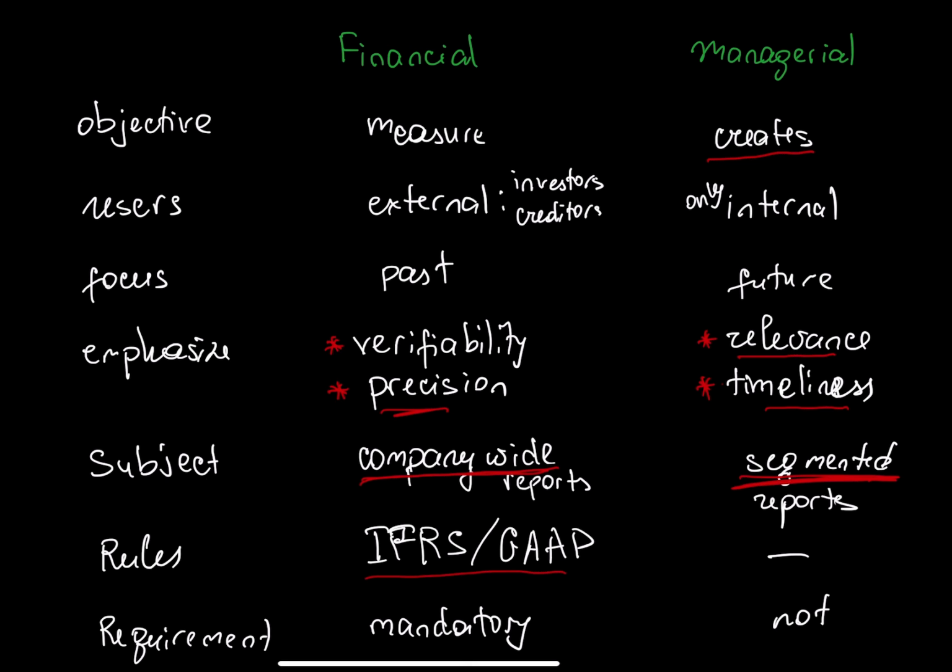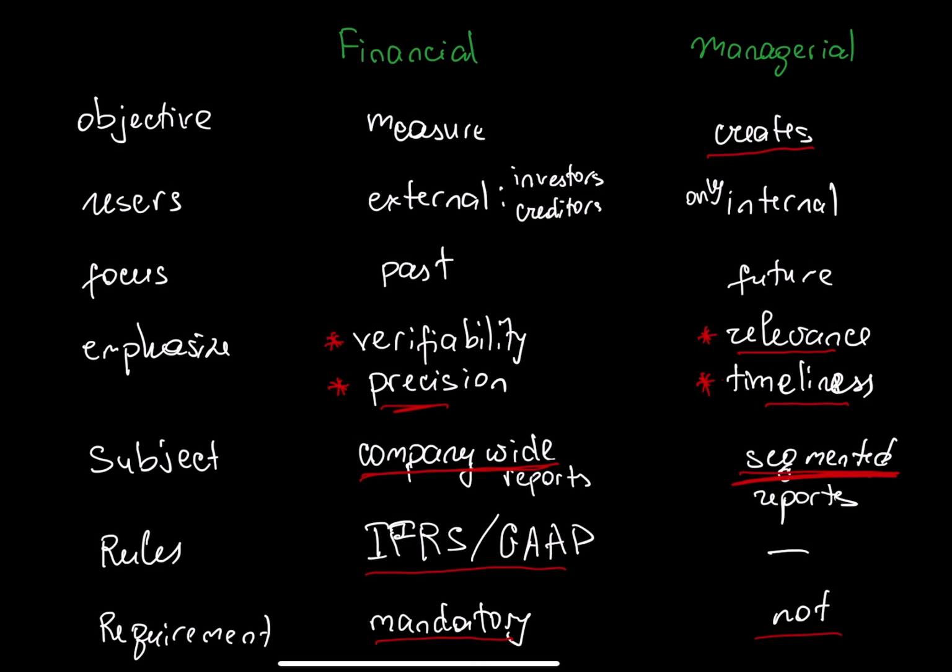And finally, the requirement: financial reporting is mandatory for external reporting, but managerial accounting reports are not mandatory for any reports. So considering that managerial accounting reports are only for internal purposes, some companies might choose not to prepare them. But of course, to make better decisions, you would rather prepare one. So there's that. These are the financial and managerial accounting differences.